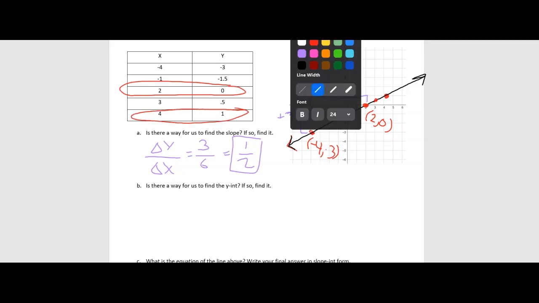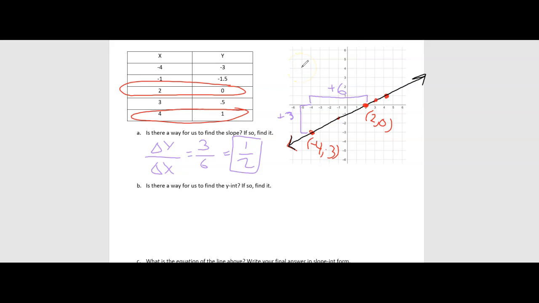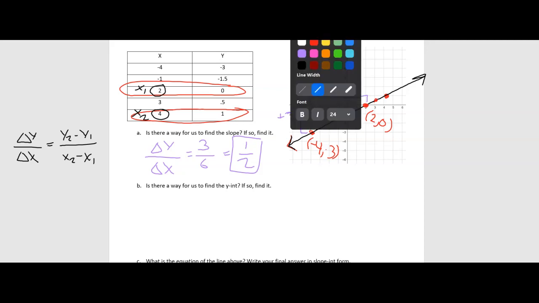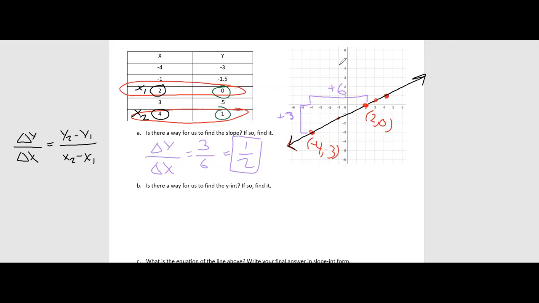If you remember the slope formula we talked about the other day, we had change in y over change in x is equal to y2 minus y1 all over x2 minus x1. Well, here are our x values, right? We'll call that x1, x2, and we have our y values here. We'll do y1, y2. So that gives us 1 minus 0 all over 4 minus 2, which gives us 1/2.